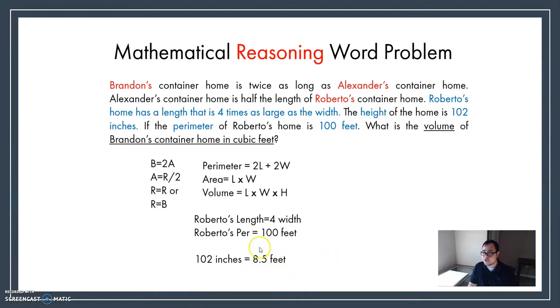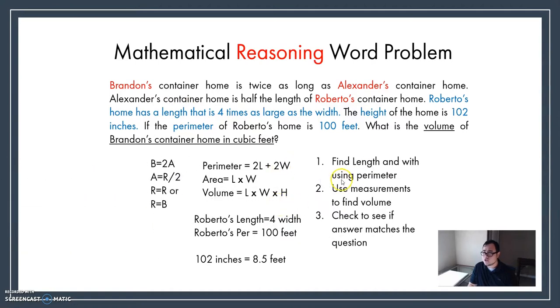In this problem, I tried to use measurements as close to the real thing, because later on, I plan to show a visual element of this container home to help the students picture it. So, 1. Find the length and width using perimeter. 2. Use measurements to find volume. And 3. Check to see if the answer matches the question.